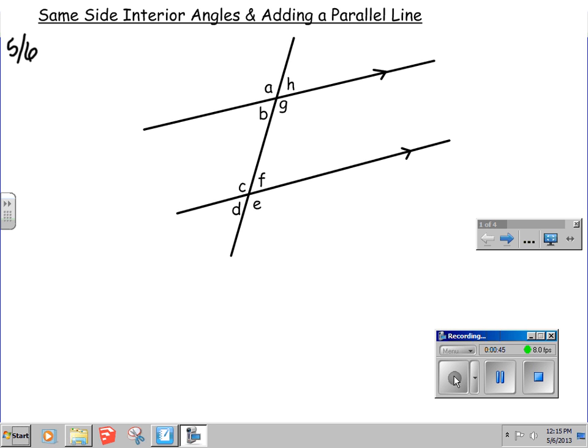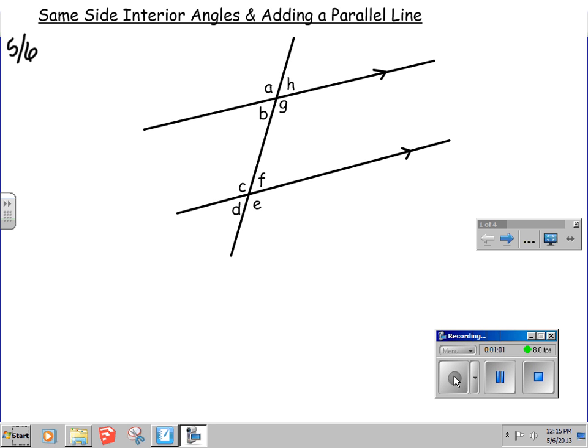Can anyone name a pair of alternate exterior angles? Because we also talked about alternate exterior angles. Lauren? E and A. Very good. And do you remember what we know about alternate exterior, Lauren? They are equal.